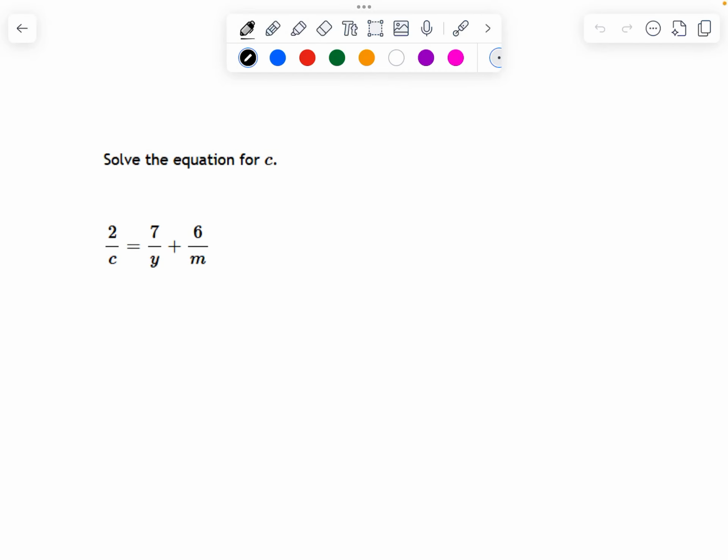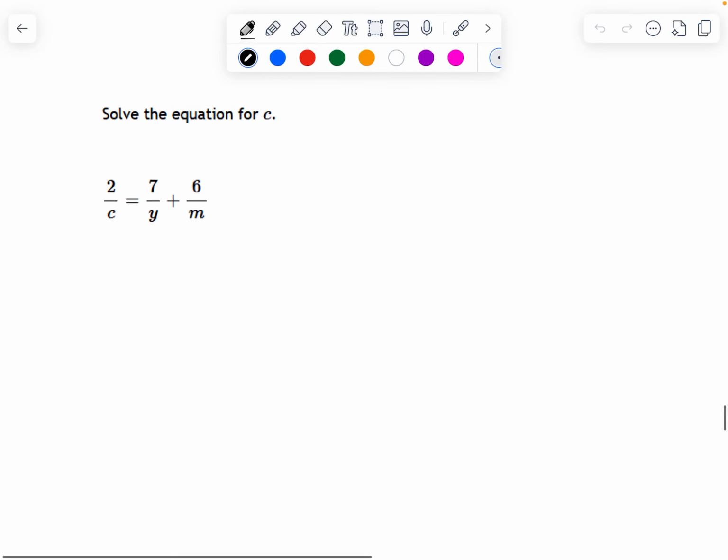Hello and welcome. So we're going to be solving an equation for C. Now keep your eye on the prize. This is your goal. The other letters in there are not going to make a difference.